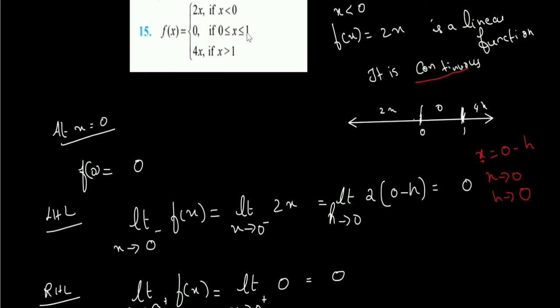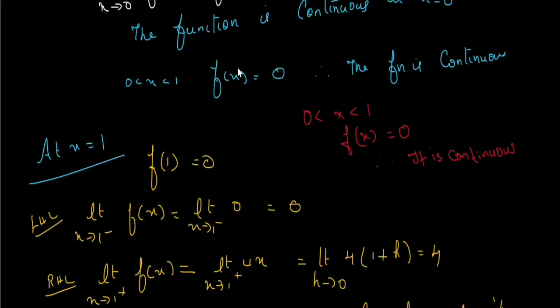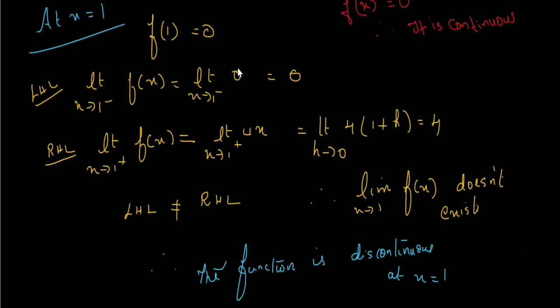Left of 1, 0. Right of 1. So left of 1 it is 0. Right of 1 the function is 4x. There is a variable here, 4x. So how do you find the right limit?